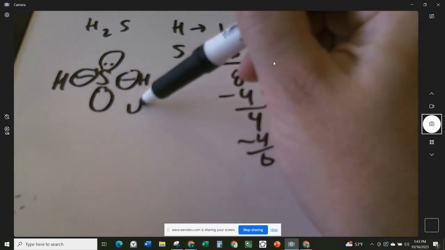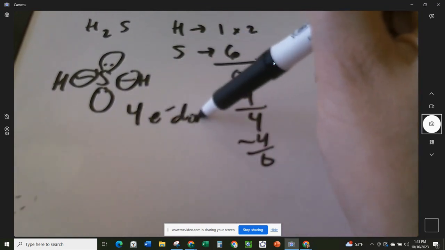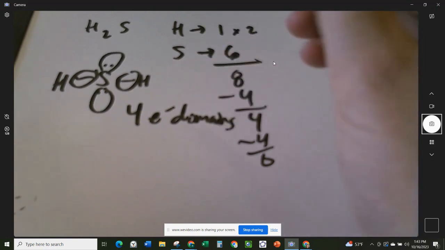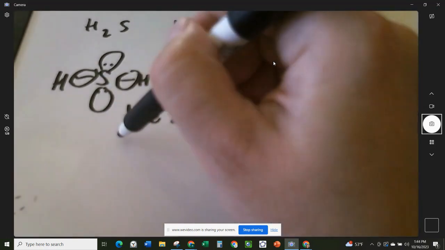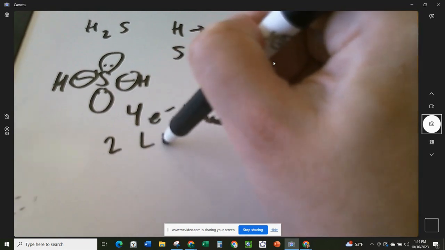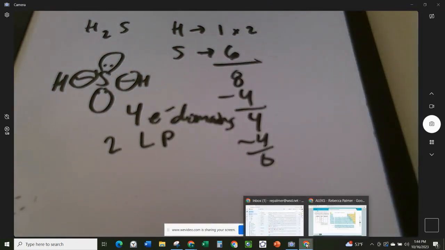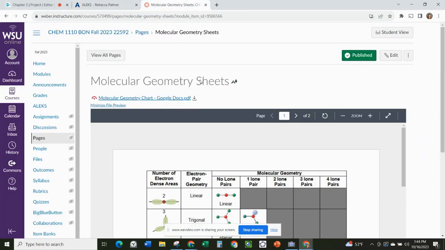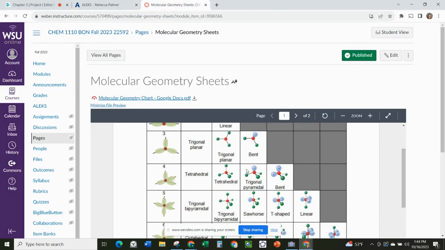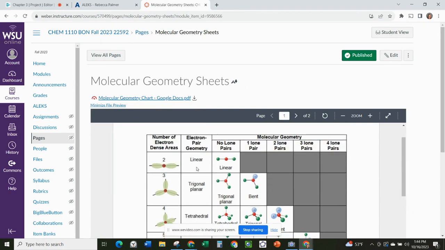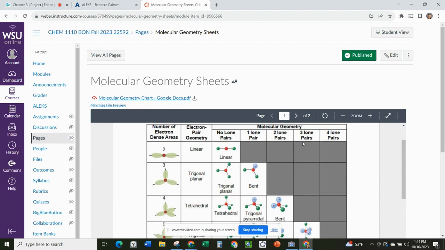So we have 4 electron domains or electron groups, and then we have 2 lone pairs. So we need to use our electron geometry chart to figure out the shape. Okay, so this one is more interesting than some of them. We have 4 electron areas, so the electron geometry would be tetrahedral.